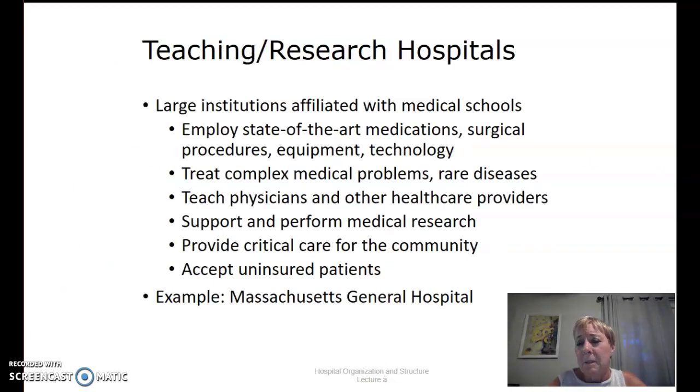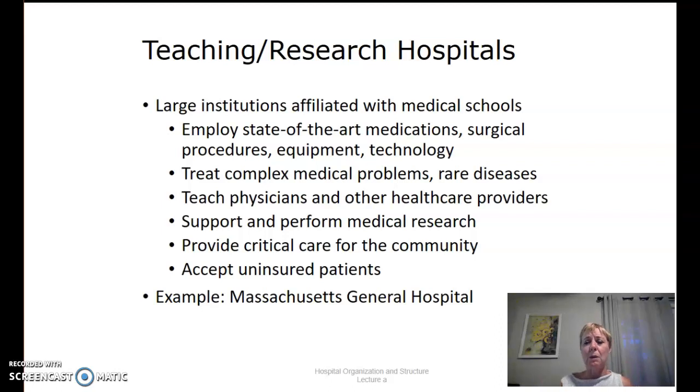Another kind of hospital is a teaching and research hospital. These are large institutions, usually associated with medical schools. So in Iowa, think the University of Iowa Hospitals and Clinics. It's a teaching and research hospital, and that's what they do. They usually have the best, the latest technology, the latest use of surgery. They treat very complex medical conditions.